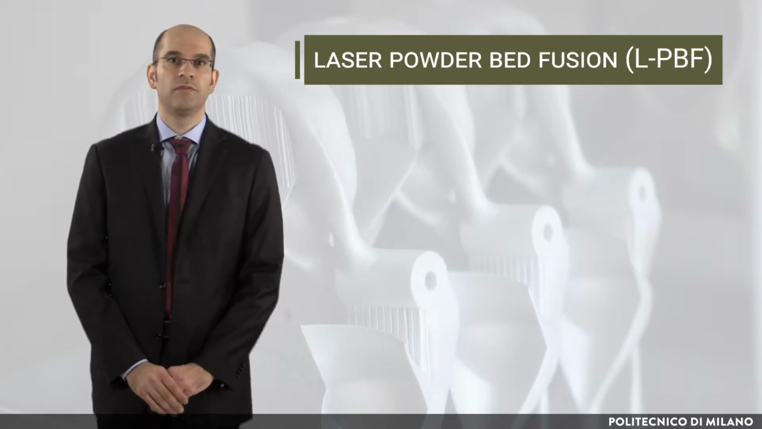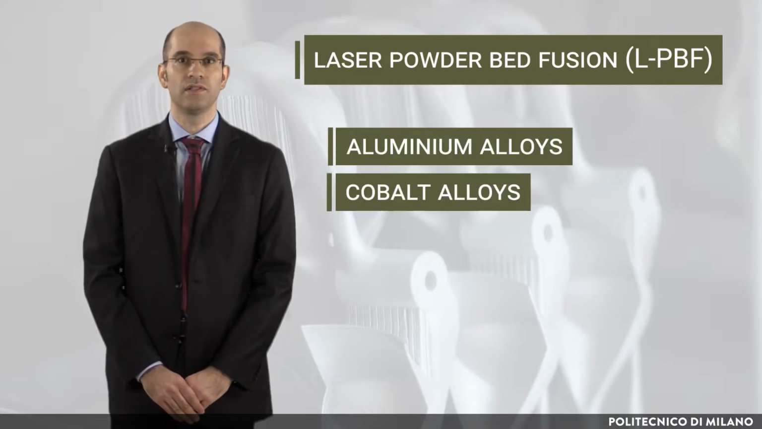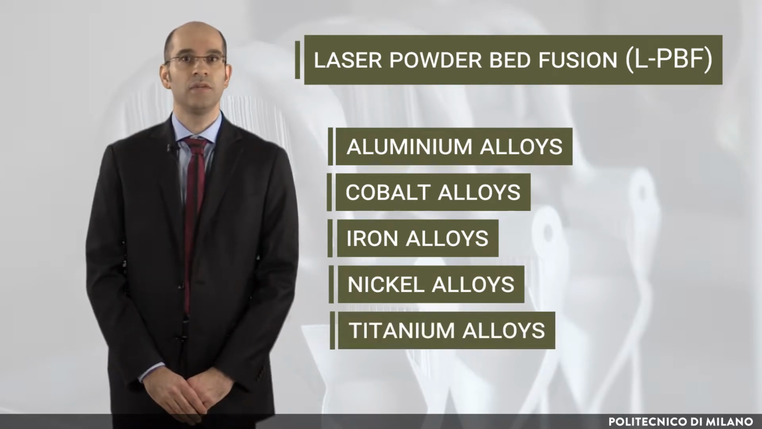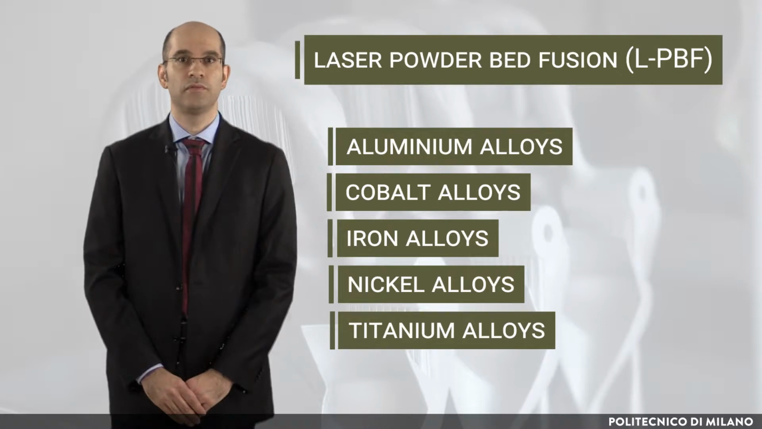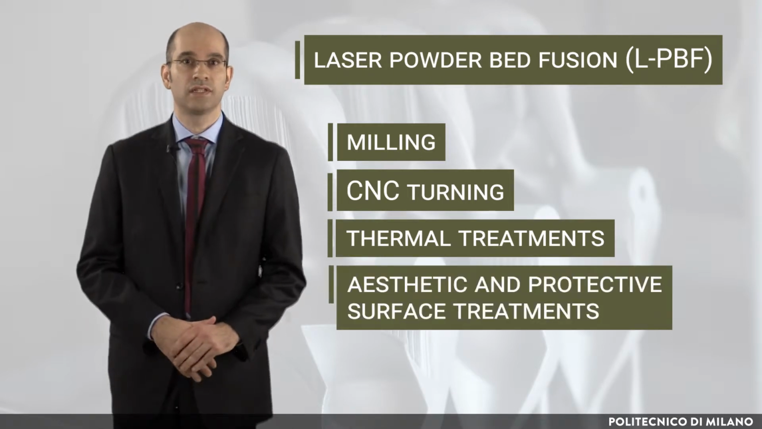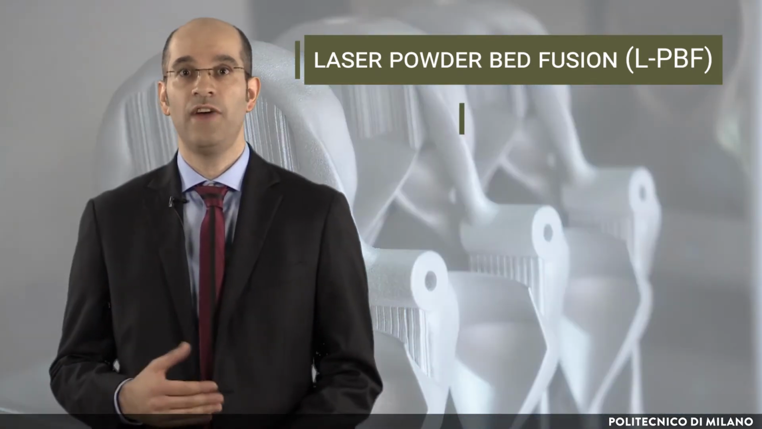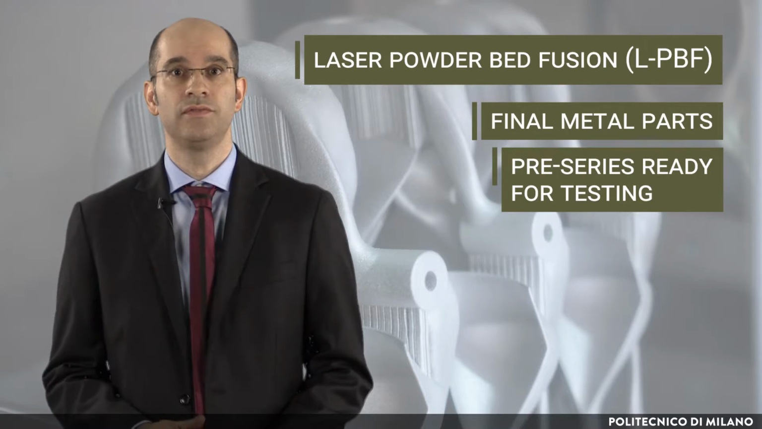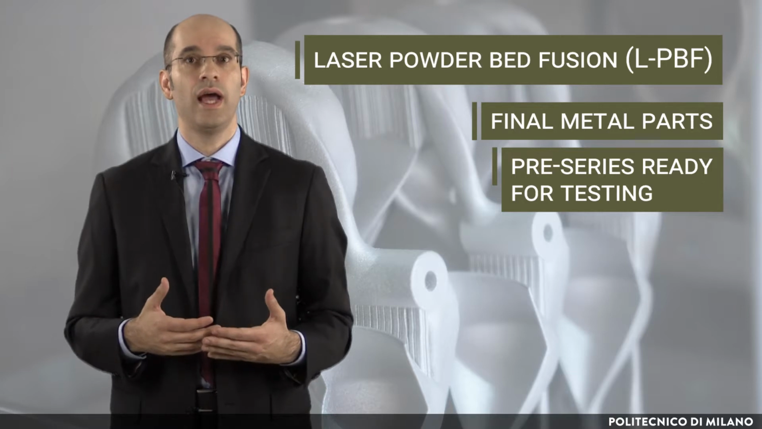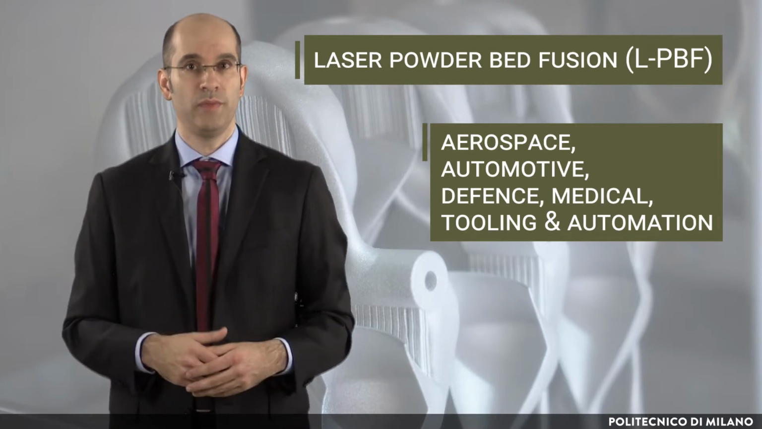A wide spectrum of materials can be processed in LPBF, including aluminum alloys, cobalt alloys, iron alloys, nickel alloys, and titanium alloys. The materials can undergo post-machining operations such as milling, CNC turning, thermal treatments, and aesthetic and protective surface treatments. The LPBF process is suitable for the fabrication of final metal parts as well as pre-series ready for testing. It is used across a wide number of industry sectors, including aerospace, automotive, defense, medical, and tooling and automation.